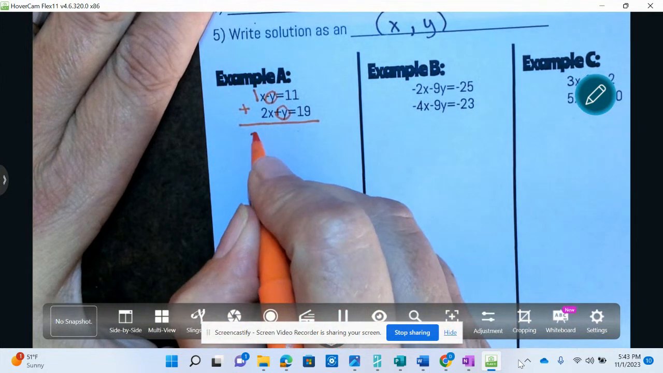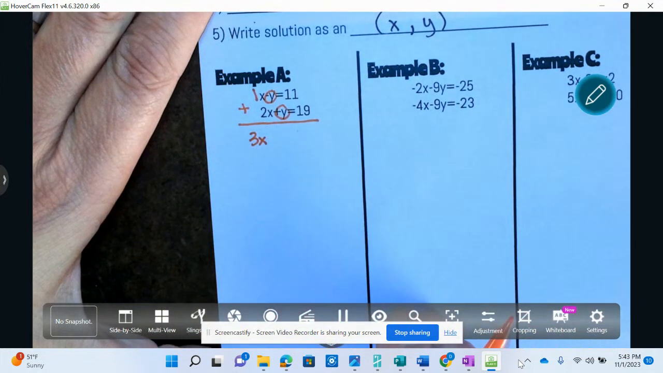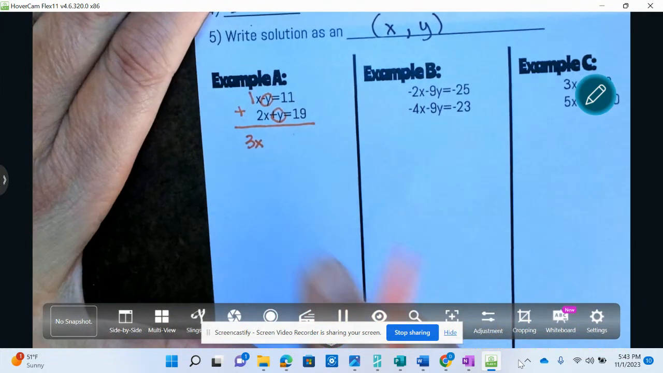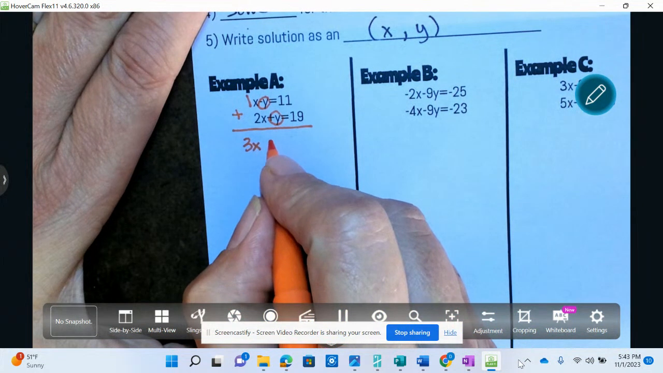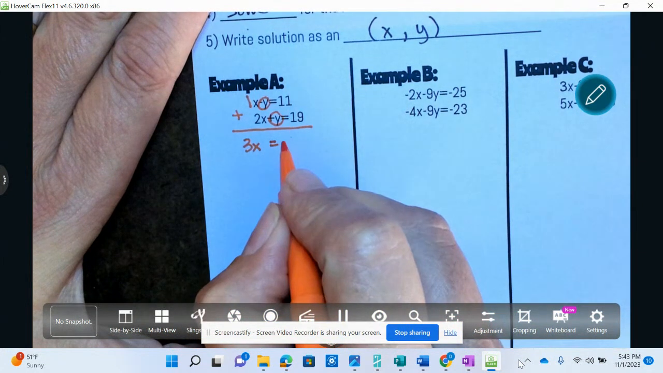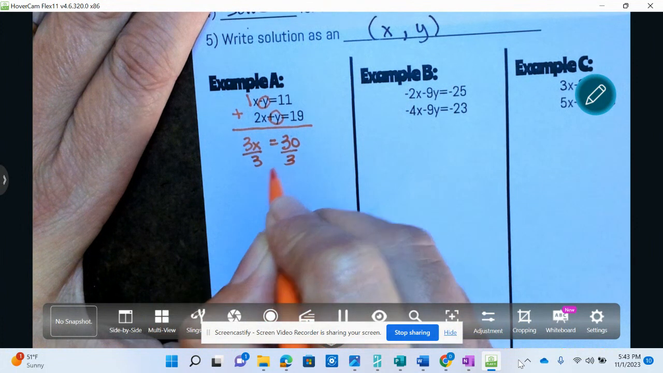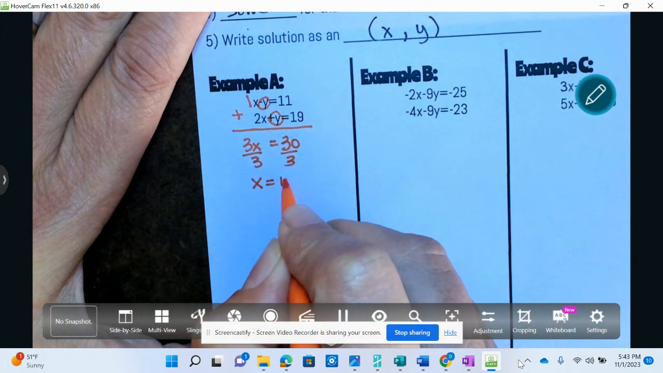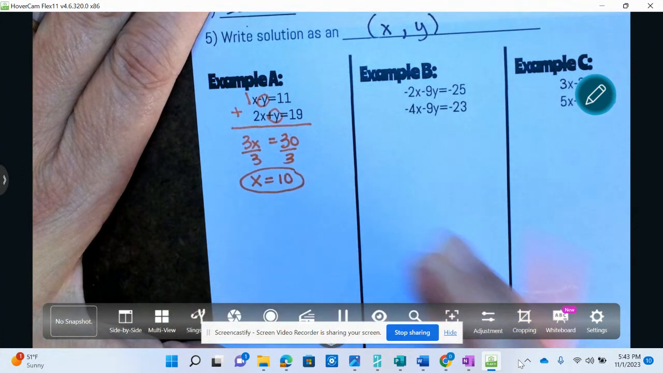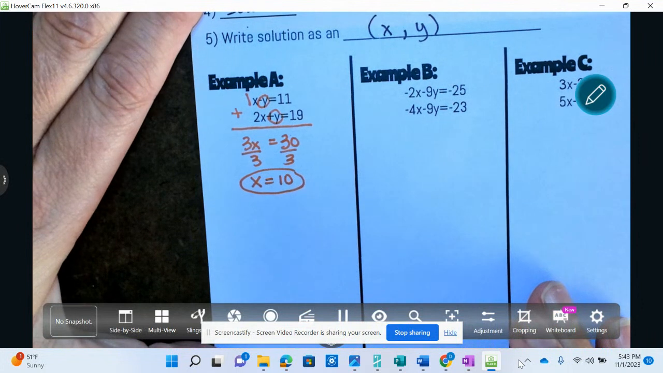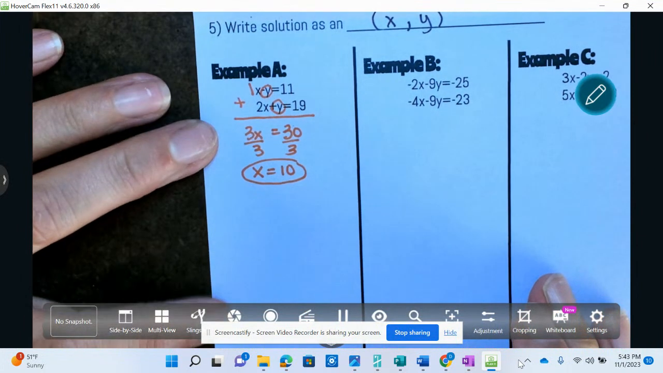1x plus 2x, well, that's 3x. Negative y plus positive y, well, that's no y's. Y's go away. 11 plus 19 is 30. Divide both sides by 3. X equals 10. Yes, it really is just that easy.